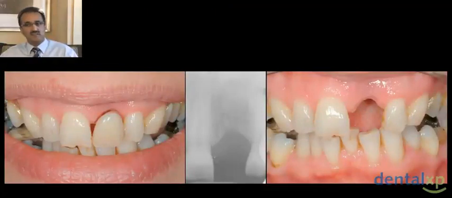So let's look at a case and really look step by step at how we will manage these sort of single tooth cases first of all, and really understand some of the biology principles and the clinical principles that we have to employ when managing these cases. We look at this case here. It's not a particularly easy case.